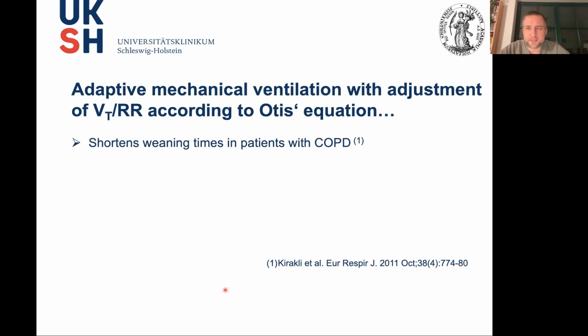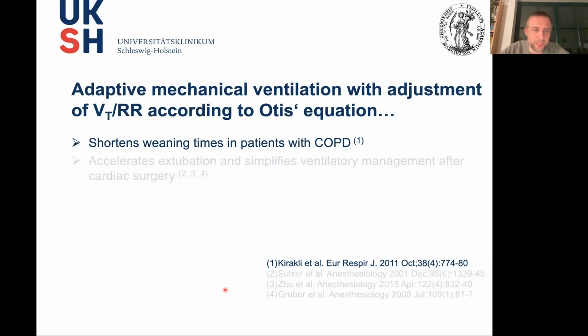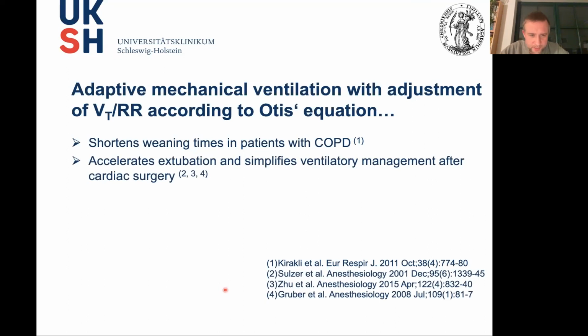There have been many studies since the first publication of the adaptive lung ventilation controller by Laubscher and colleagues in 1994. And some of these studies have shown that when you do use adaptive mechanical ventilation with adjustment of tidal volume and respiratory rate according to Otis equation, this helps to shorten weaning times in patients with COPD. It can also accelerate extubation and simplify ventilatory management after cardiac surgery.